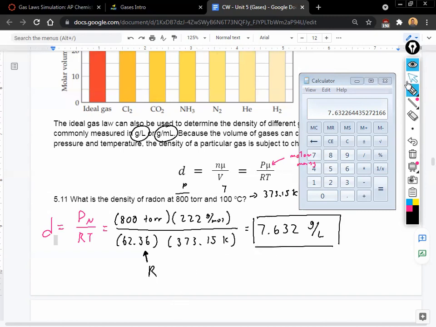So there you go. That is going to be your answer for the density of radon at 800 torr and 100 degrees Celsius. Okay. Any questions?